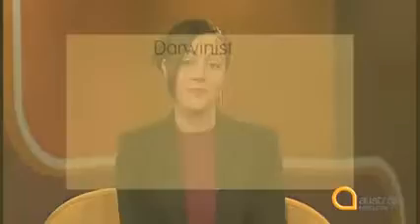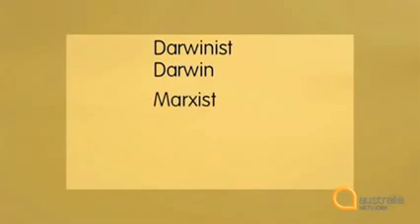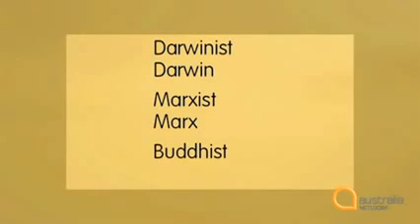When ist is added to people's names, it means someone who follows that person or who believes in what they wrote or said. So we can have a Darwinist, someone who believes in Darwin's theories, or a Marxist, someone who follows the writings of Marx, or a Buddhist, someone who follows the teachings of the Buddha.